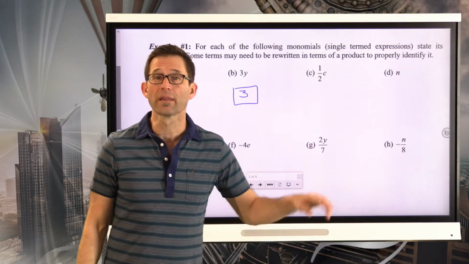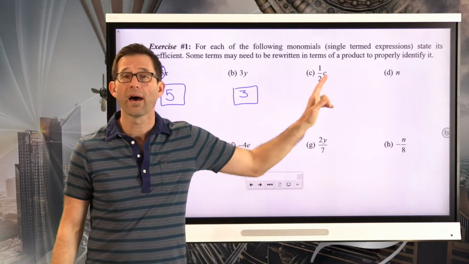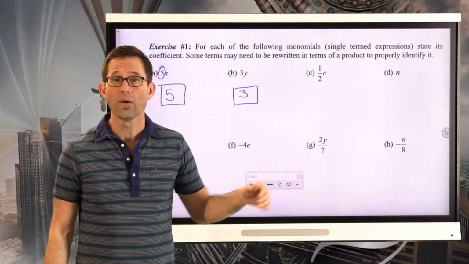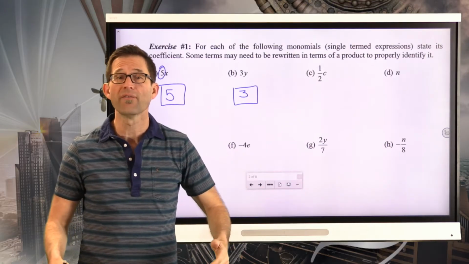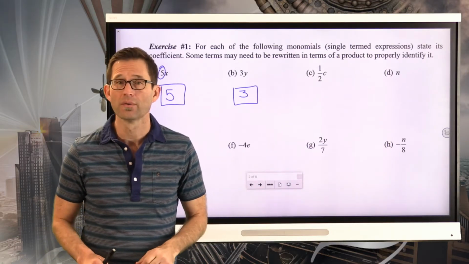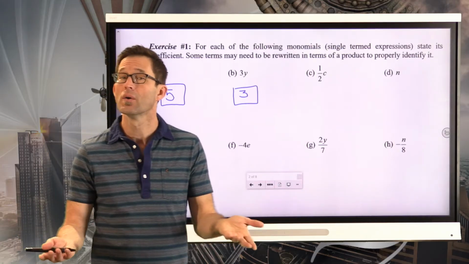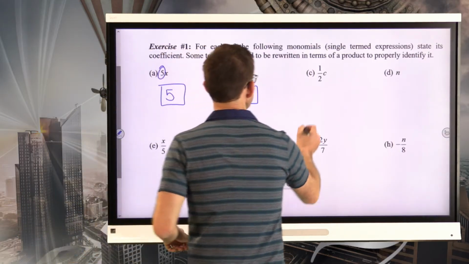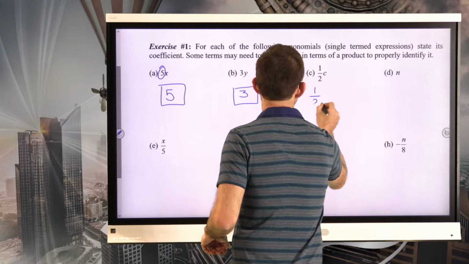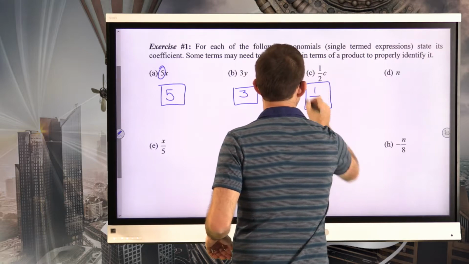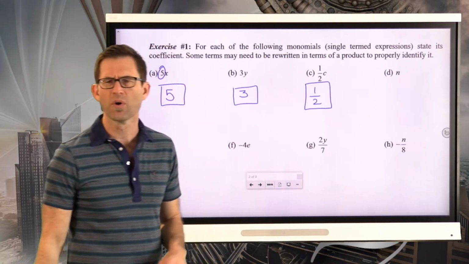Even something like letter C, where we have 1/2 times c, well, the coefficient is 1/2. We literally have a half of that variable, right? Whatever the variable's value is, we have a half of it, so its coefficient is 1/2. And certainly coefficients can be fractional, they can be negative, they can be decimal.